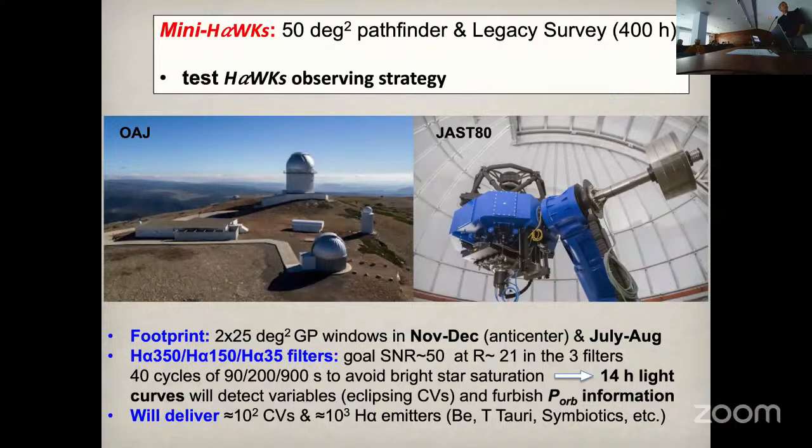And we expect that Mini-Hawks will deliver a few hundred cataclysmic variables, a few thousand H-alpha emitting objects of different classes, and perhaps 1 or 2 black holes. We still don't know, but in order to discover a significant amount of black holes, we need to survey a much larger region of the sky.